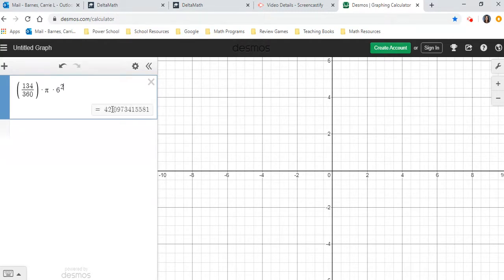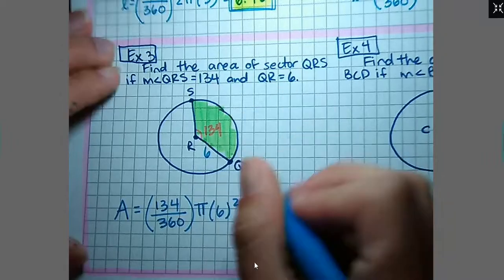Okay, and there's your answer, 42.097. Since we're doing it to the nearest hundredth, that 7 is going to round that 9 up to a 10. So then that's going to have to round up, so it's just going to be 42.10.